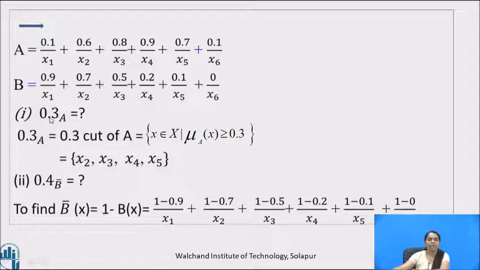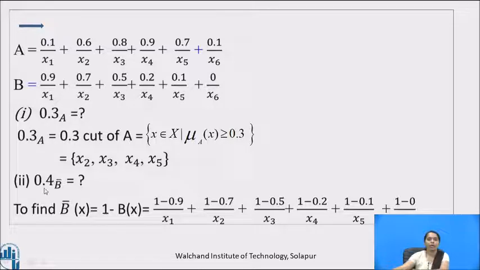Now let us calculate 0.3 cutoff A, which is the set of small x belongs to capital X such that mu A at X is greater than or equal to 0.3. Therefore, here we can see the membership grades which are greater than or equal to 0.3. They are 0.6, 0.8, 0.9 and 0.7, and therefore it corresponds to the elements x2, x3, x4, x5.